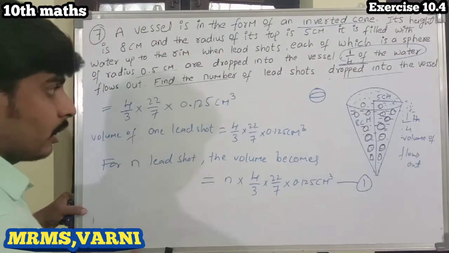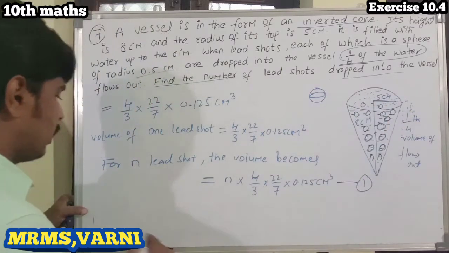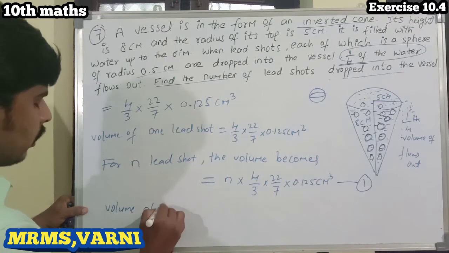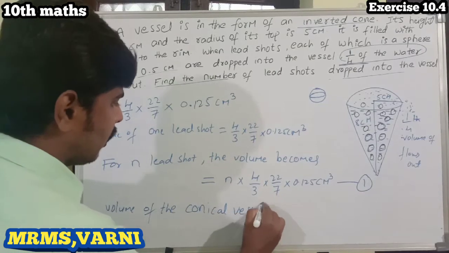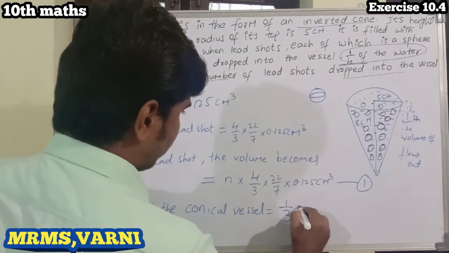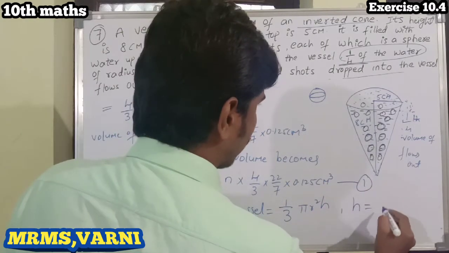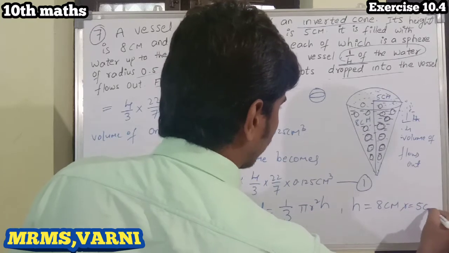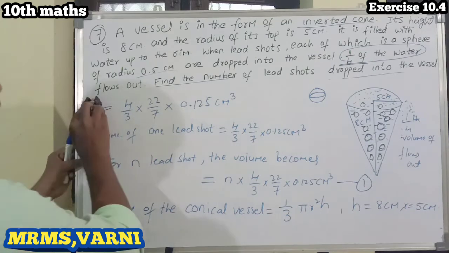Right, what do we have to find next? We have to find the volume of the conical vessel first. The volume of the conical vessel is nothing but the volume of a cone, which is 1 by 3 pi r square h. Given h is equal to 8 centimeter and r is equal to 5 centimeter. Is it clear? Right, I am going to erase this.